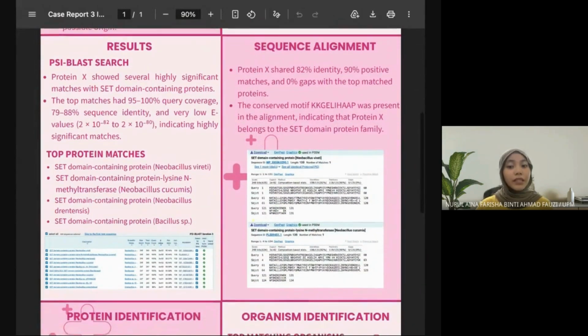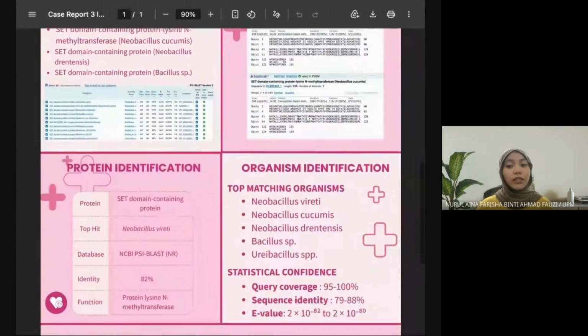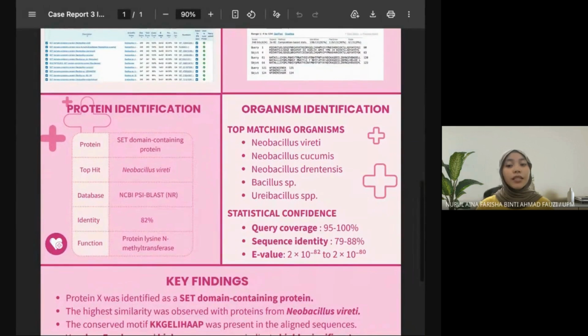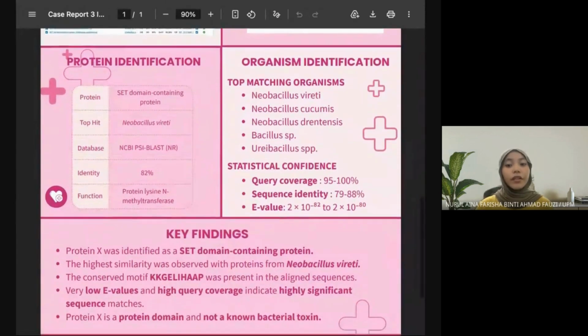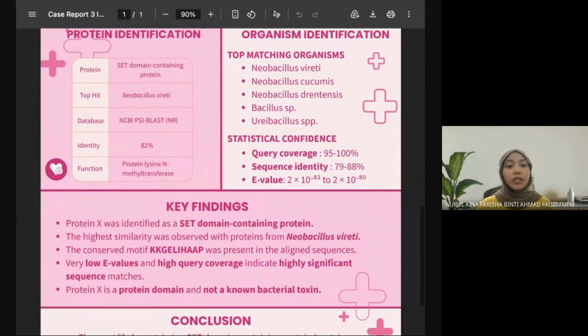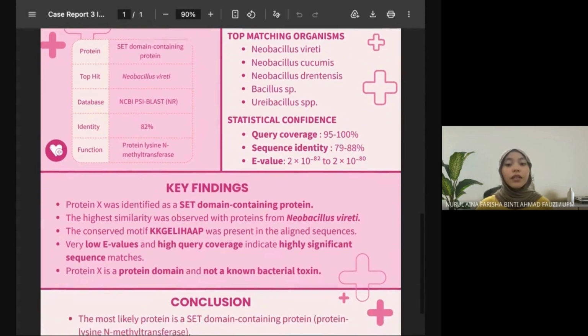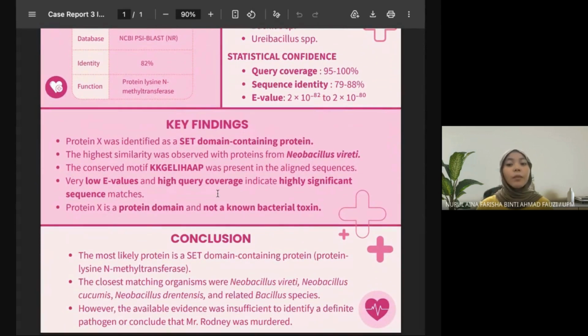Based on these findings, protein X was identified as a SET domain-containing protein, specifically a protein lysine methyltransferase with the highest similarity to Neobacillus vireti. However, it was identified as a protein domain rather than a bacterial toxin. So, the evidence was not sufficient to identify a definite pathogen or conclude that Mr. Rodney was murdered. That's all from me, thank you. And I will now pass the presentation to the next presenter.